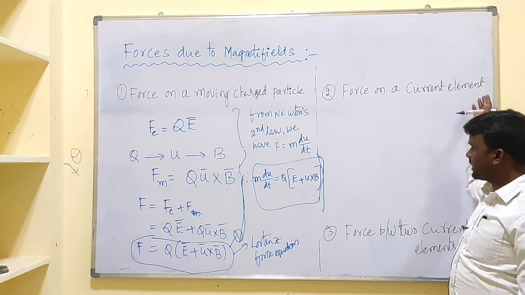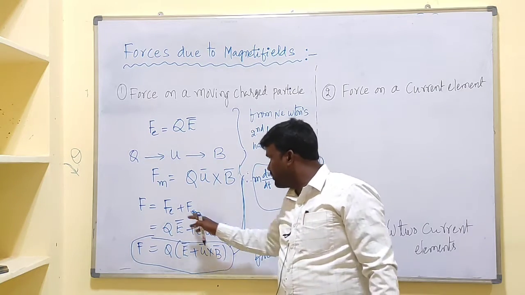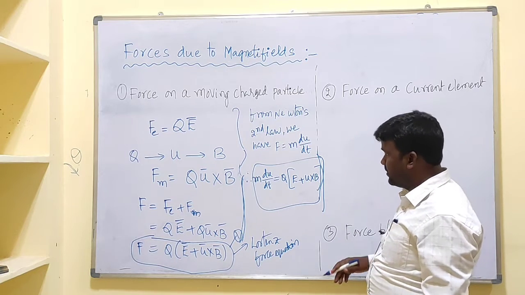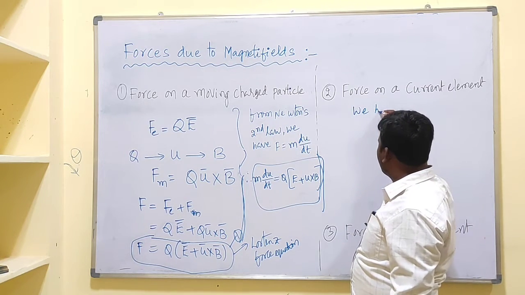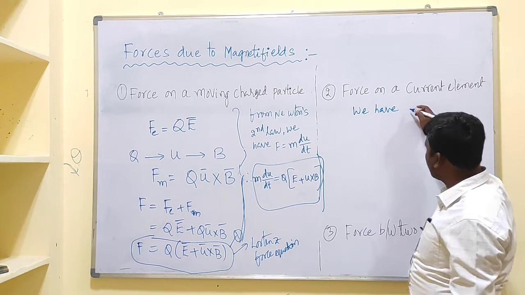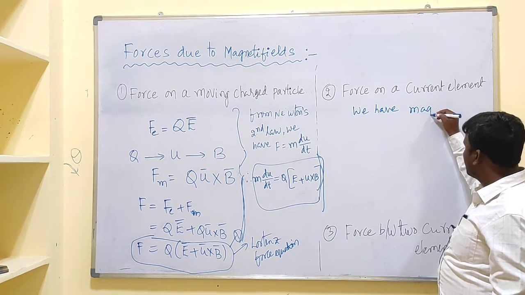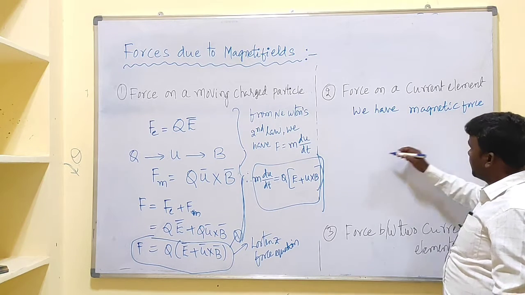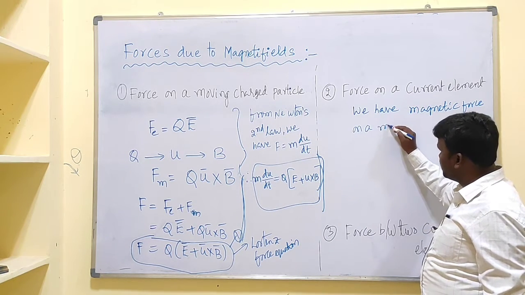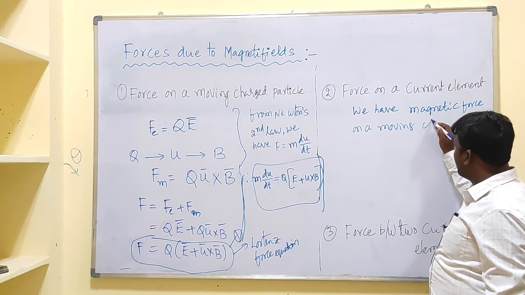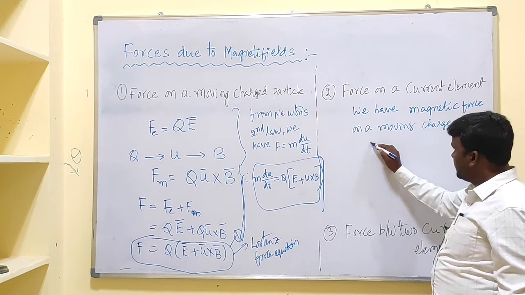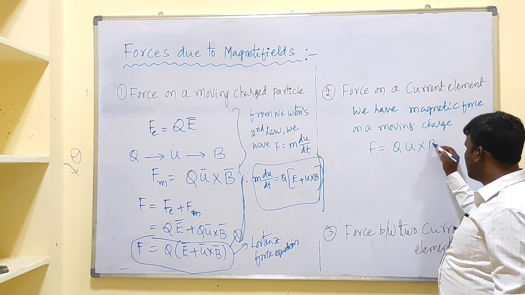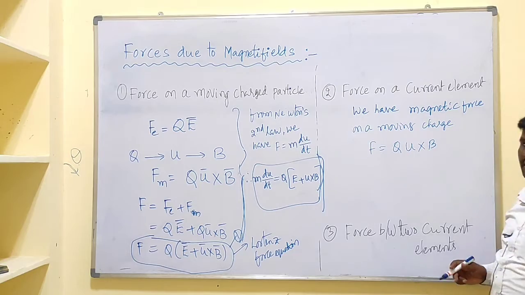Now coming to the force on a current element. What is the expression for the magnetic force? We have the magnetic force on a moving charge. If Q is moving with velocity U, then F equal to Q into U cross B.